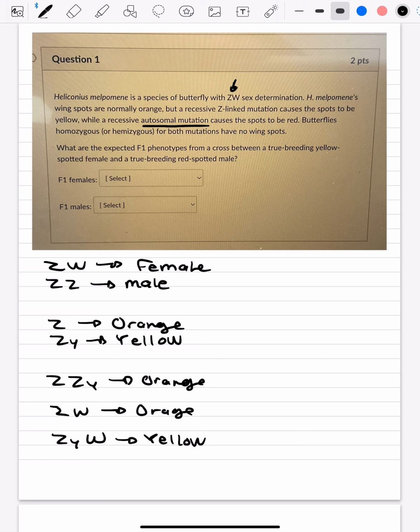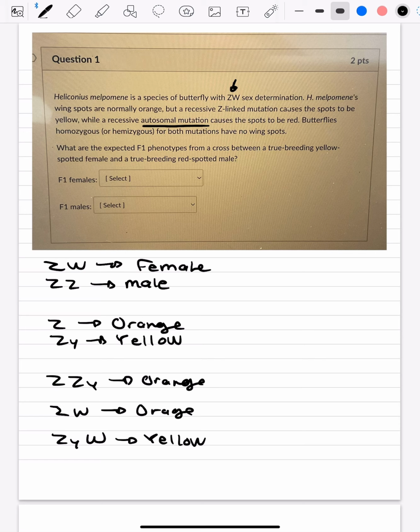So this allele is going to mask the effects of the yellow recessive mutation, so it's going to produce an orange color. The red spots is going to have an impact on that color, so instead of producing orange spots, it's going to produce red spots. Now, if we had an individual who was homozygous recessive at the Z locus, ZY, little r, then we would have no spots.